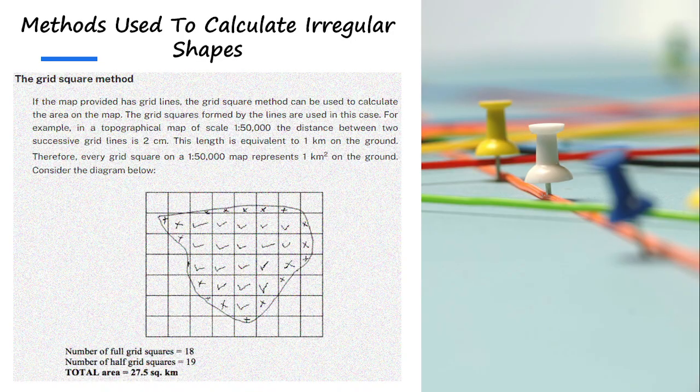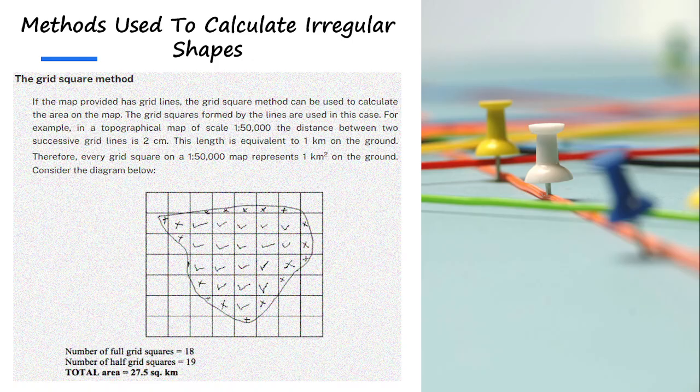Now let's move on to the other method, the grid square method. If the map provides grid lines, the grid square method can be used to calculate the area on the map. The grid squares formed by the lines are used in this case. For example, in a topographical map of scale 1 to 50,000, the distance between successive grid lines is 2 centimeters. So this length is equivalent to 1 kilometer on the ground.